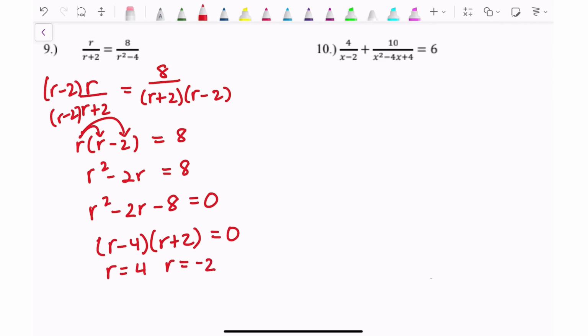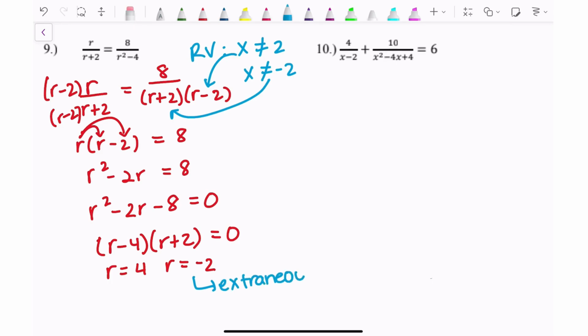Now when I go back up and think about my restricted values for this problem, x is not allowed to be 2 and x is not allowed to be -2 because either of those would make these denominators be 0, and then you would be dividing by 0, which is a problem. It's undefined there. So it's undefined at -2, so we call this extraneous, and so it's not really a solution. It does not mean that you did the problem wrong. It just means that that value doesn't actually work. When you plug it back in, it makes it undefined.